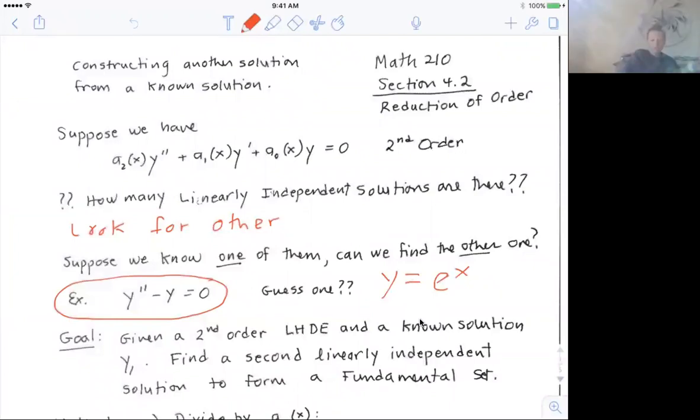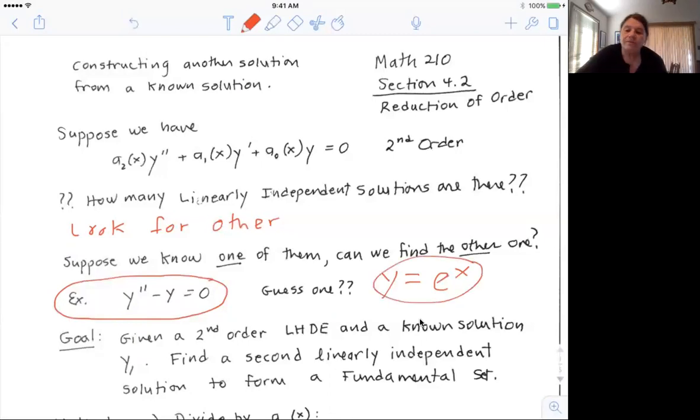Dr. Harrell, we did say there's a general solution of y equals C1 e to the x plus C2 e to the negative x. Yes, and the reason for that is I started with this known solution, and through that whole process I just did, I found another linearly independent solution. And how do I write a general solution? It's just C1 times y1 plus C2 times y2. In this case, e to the x and e to the minus x.